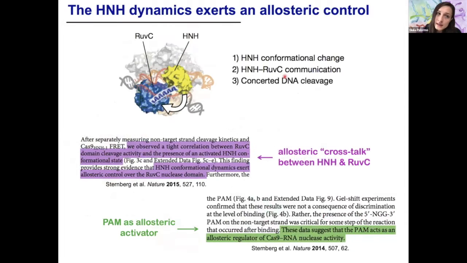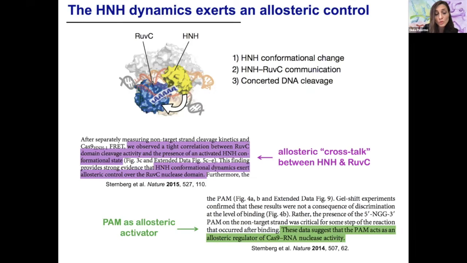So based on this knowledge of the HNH dynamics, we decided to investigate how the HNH dynamics controls the allosteric function of Cas9. Two seminal papers appeared in the literature before us, two papers using molecular biology. In these papers, it was shown that the HNH conformational change governs the activation of Cas9, activating the catalytic function of the second catalytic domain, which is RuvC.